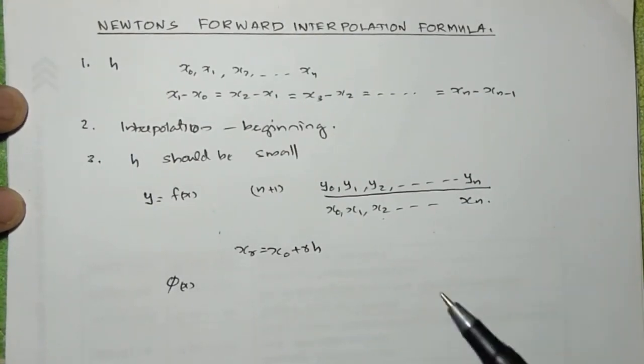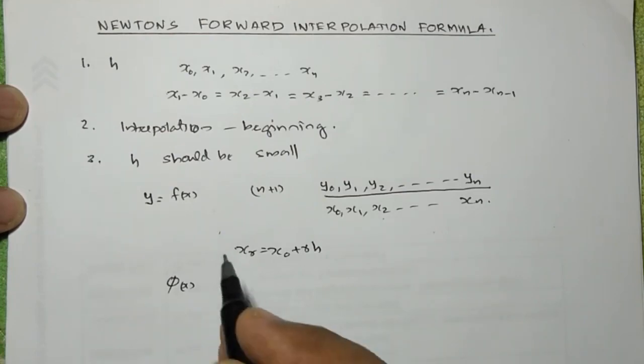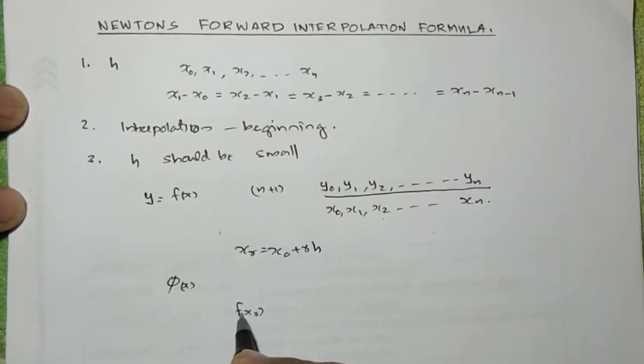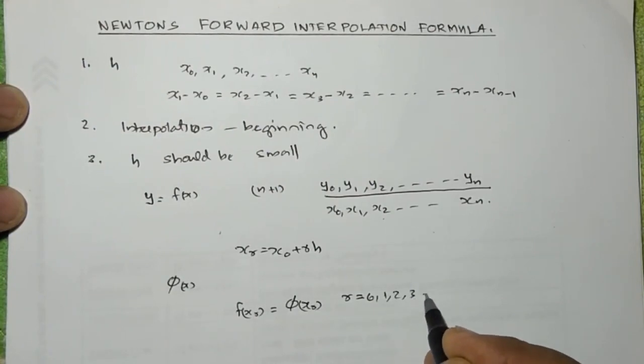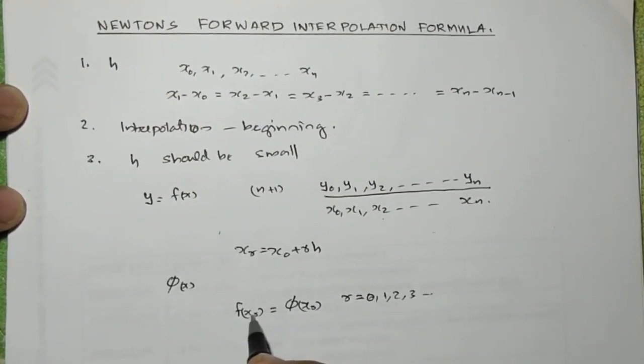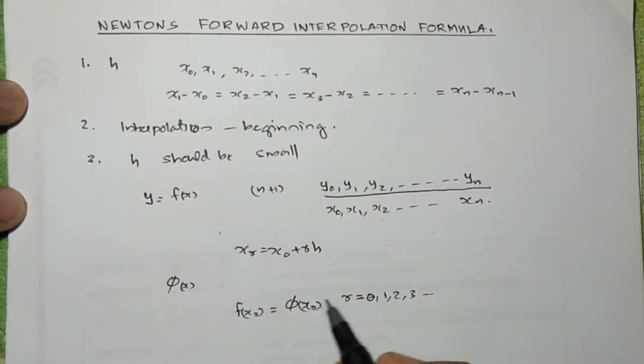Now let's assume that there is a polynomial, say phi of x of degree n, which yields the same values y0, y1, y2, y3, etc., yn, corresponding to the n plus 1 x values x0, x1, x2, etc., xn. If there is such a polynomial, then we may write that f of xr equal to phi of xr, where r equal to 0, 1, 2, 3, etc. Which means f of x0 equal to phi of x0, f of x1 equal to phi of x1, and so on.